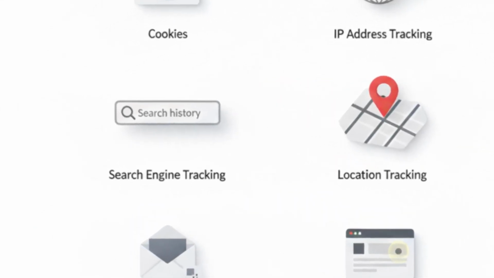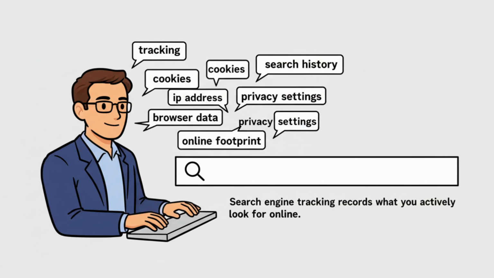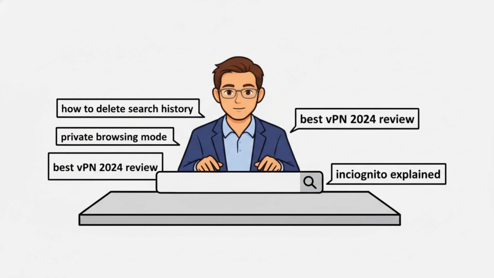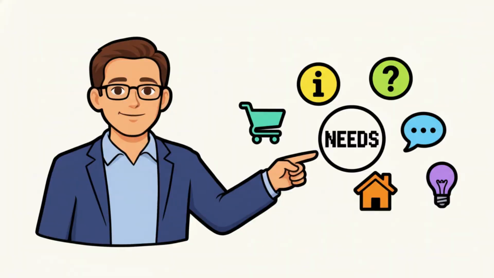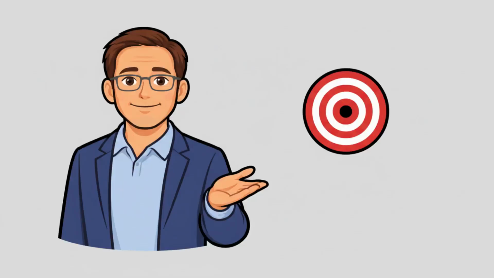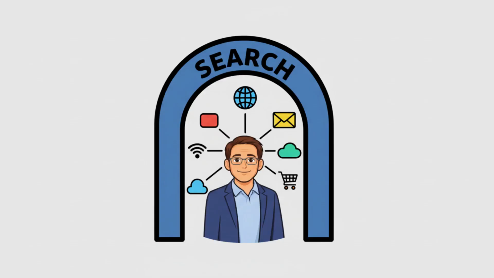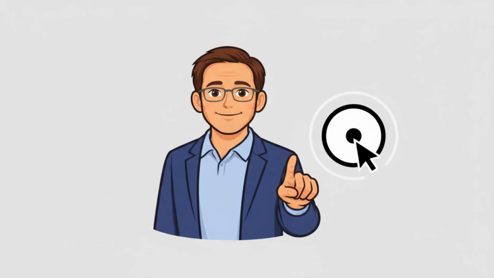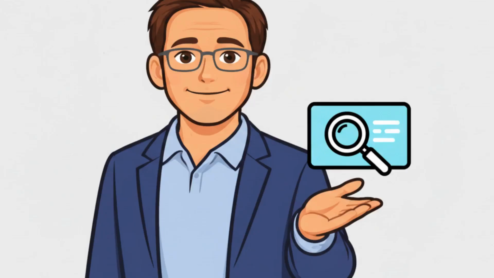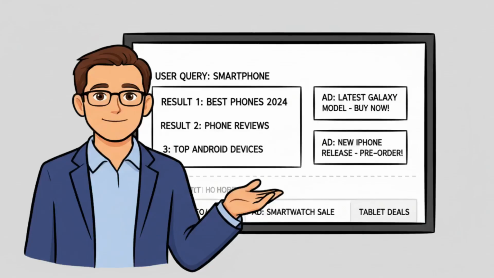Search engine tracking. Search engine tracking records what you actively look for online. Each query you type and each result you click provides insight into your interests, needs, and intentions. As search engines became the primary gateway to the Internet, this type of tracking became especially valuable. It differs from passive tracking methods because it reflects deliberate actions. It matters because search data is often deeply personal and is used to shape both search results and highly targeted advertising.